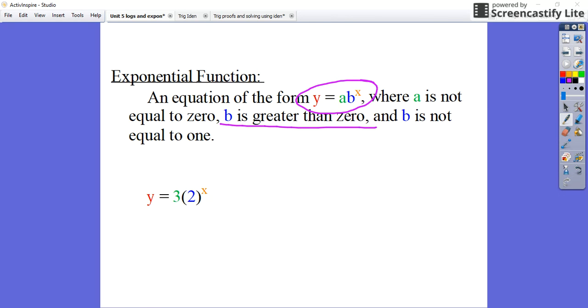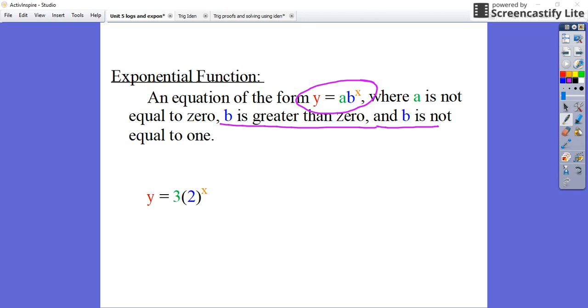b is greater than 0, and b is not equal to 1. We're going to talk a little bit in depth about why b has to be non-1 and greater than 0. Mainly, if b is negative, you get all sorts of funky things happening with the graph. It pops up and down. It's a non-continuous equation at that point, and it's not a function at all.